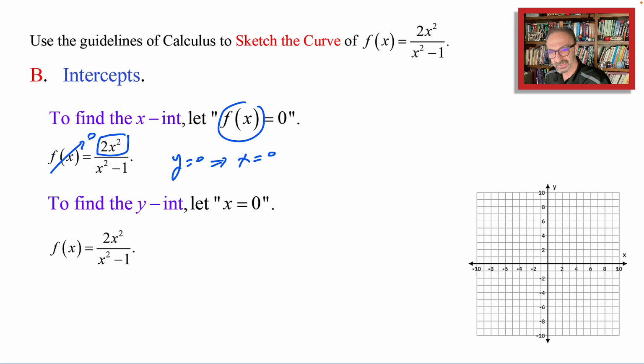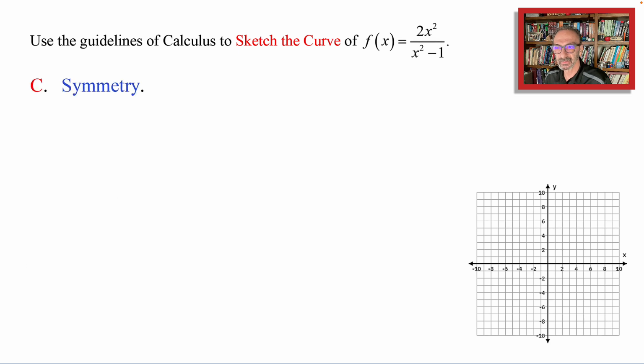For the y-intercept, the second part, we let x equal 0. So if x equals 0, we end up with 0 over 0 minus 1, which is 0. So if x equals 0, we end up with y equals 0. So for the x- and y-intercept, they both give me 0, 0. That's this point right here. Okay, that's for the intercepts.